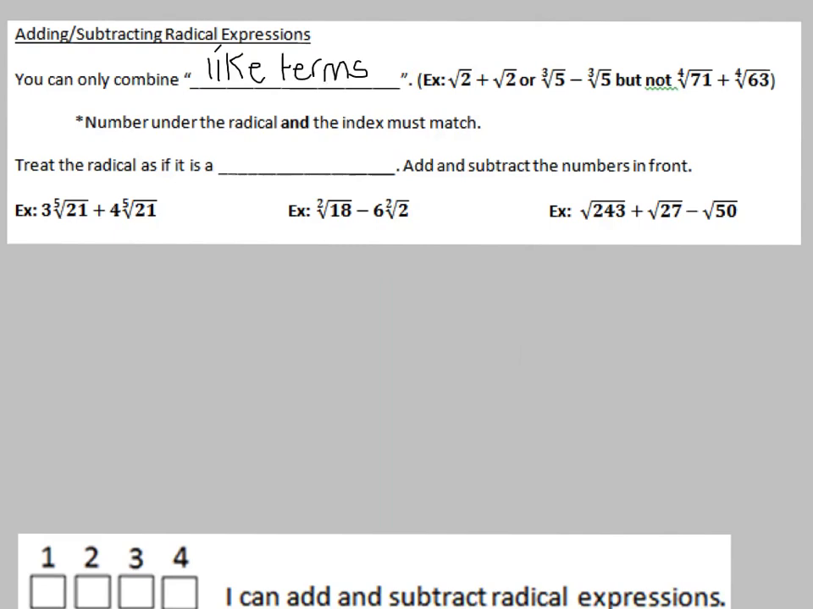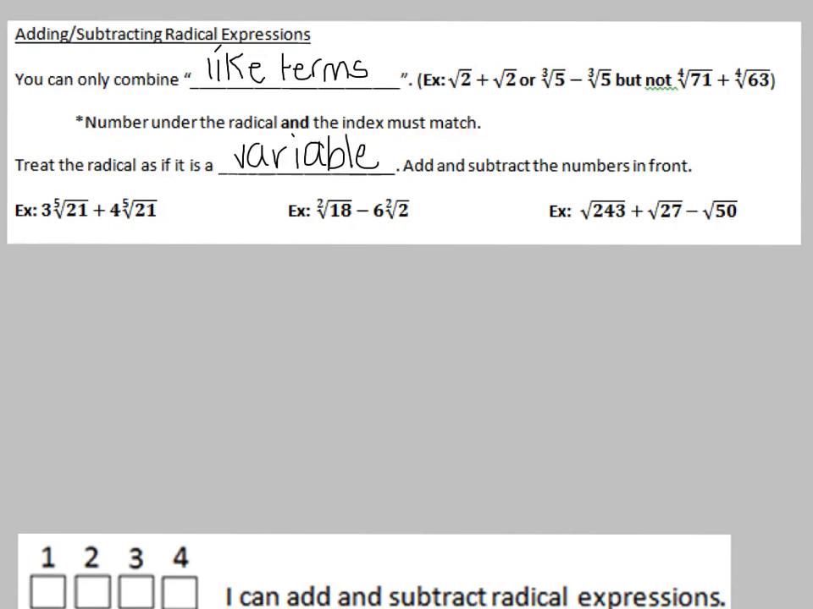So for example, the square root of 2 plus the square root of 2, or the cube root of 5 minus the cube root of 5, but not something like over here, the fourth root of 71 plus the fourth root of 63. We need the number under the radical, which is the radicand, and we need the index to match. We're going to treat the radical as if it is a variable, and we're going to add and subtract the numbers in front, or the coefficients.